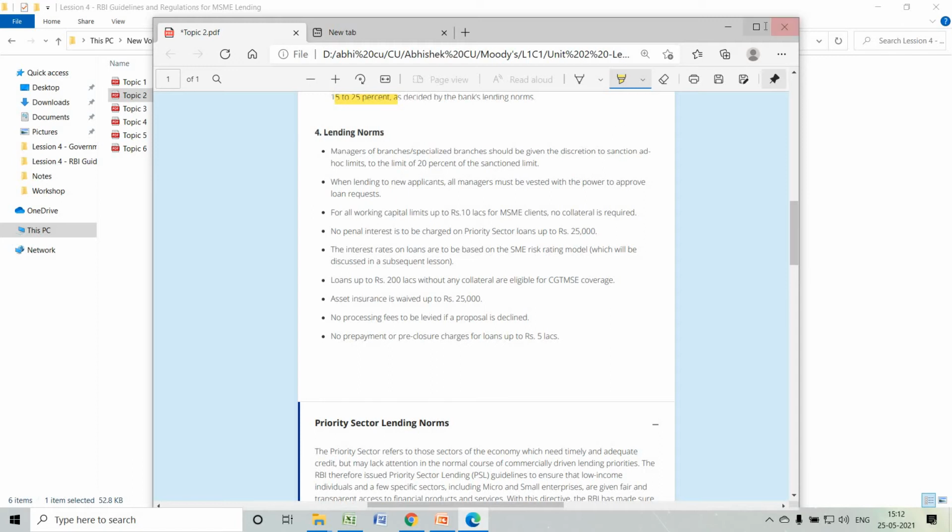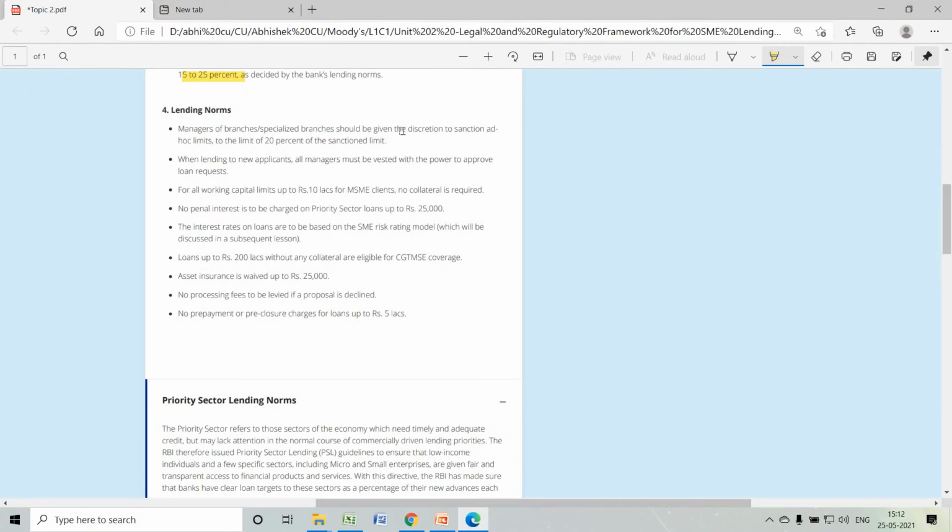Now, managers of the branch, specialized branches should be given the discretion to sanction ad hoc limits up to 20% of the sanction limit. So, for example, there is an MSME borrower with a limit of 1 crore. Let's say 1 crore, right? There's a limit of 1 crore. So up to 20% of the limit can be sanctioned as an ad hoc limit. Ad hoc limit means temporary limit. If in case some working capital need comes up, for 20% of the limit, the borrower does not need to go to the higher authorities. It will be done by the branch manager only, so that speedy disposal of loan applications can be done.